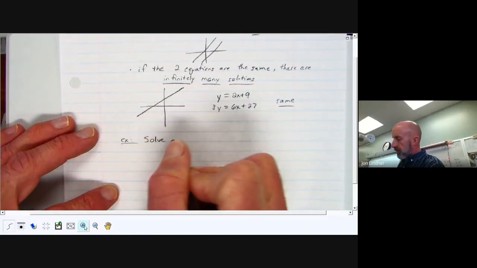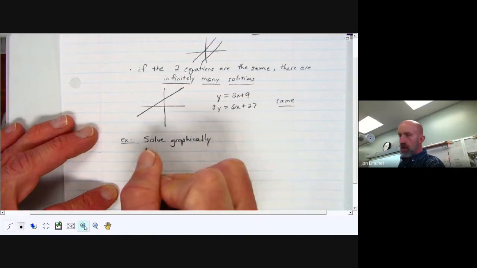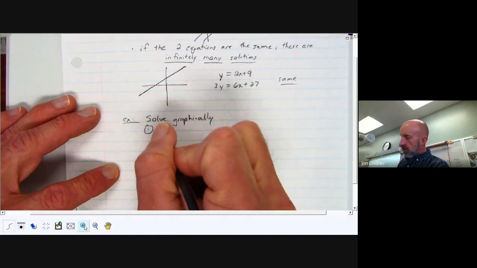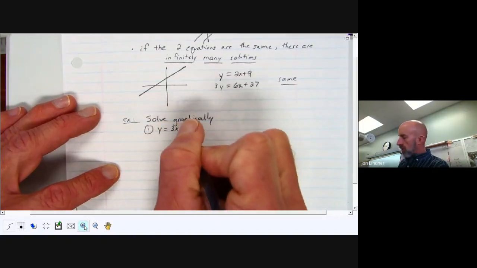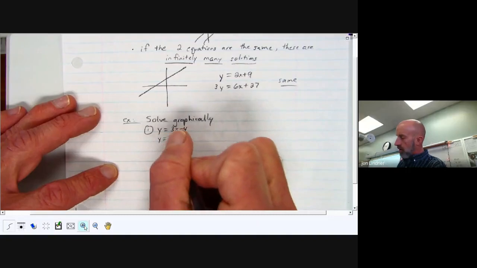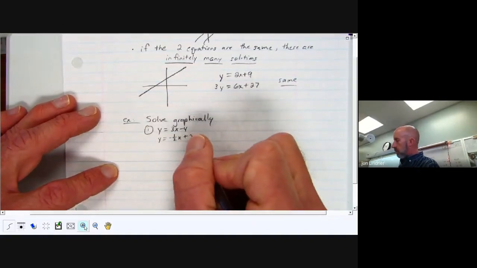You're going to be asked to solve graphically. And let's say that my system of equations is y equals 3x minus 4 and y equals negative 1/2 x plus 2.